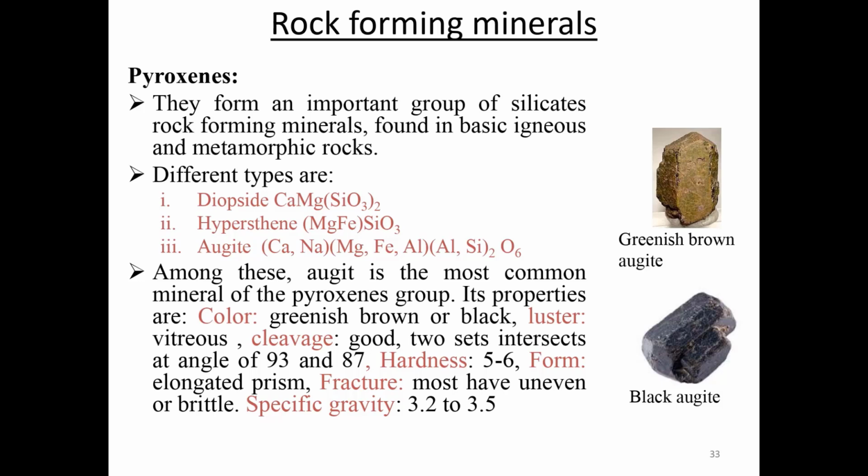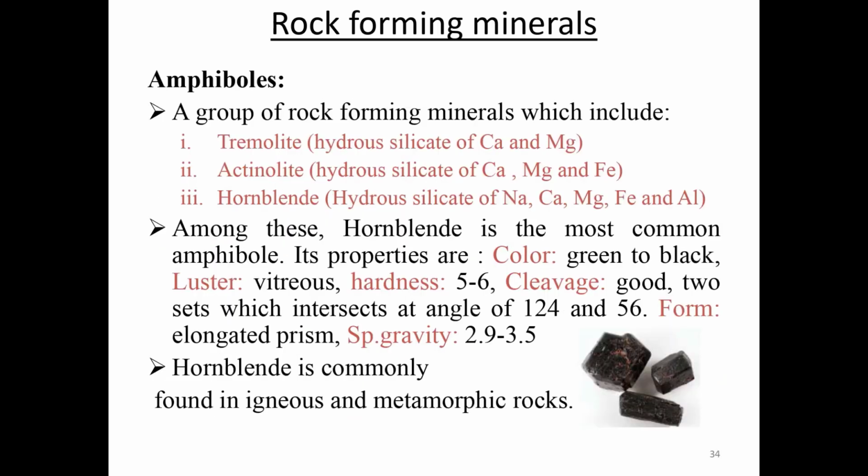Hardness, 5 to 6. Form, elongated prism. Fracture, most have uneven or brittle. Specific gravity, 3.2 to 3.5. Amphiboles are a group of rock-forming minerals which include: 1. Tremolite, hydrous silicate of calcium and magnesium.